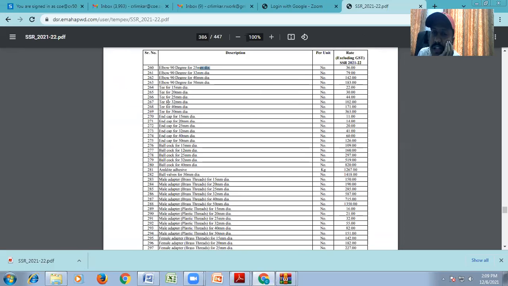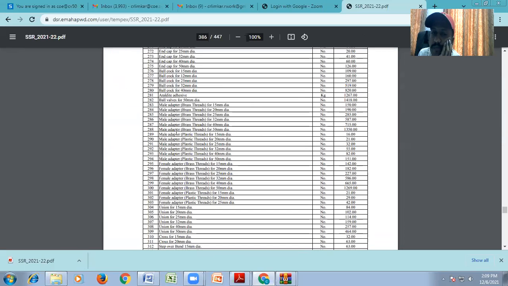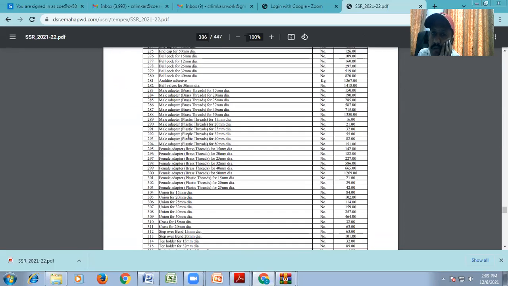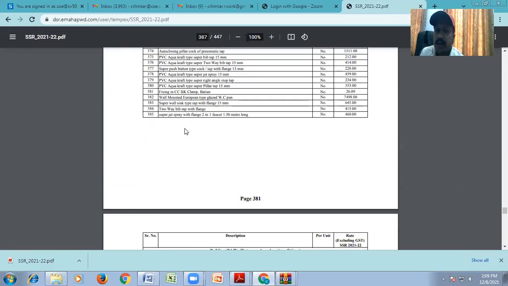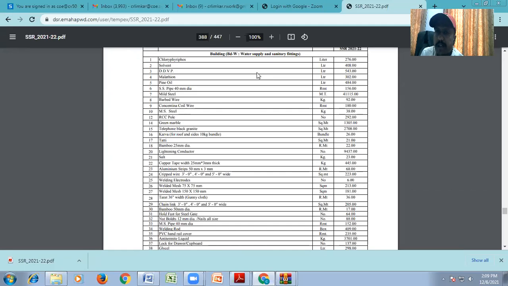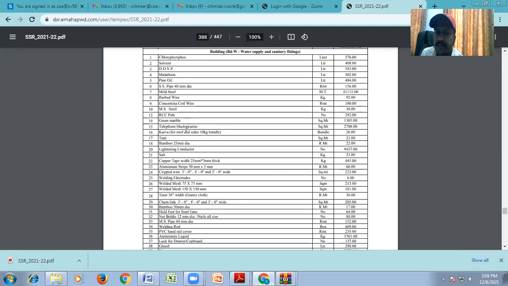Elbow section, T sections, end cap. We are using adapters. So this is all about the material survey, water supply and sanitary.